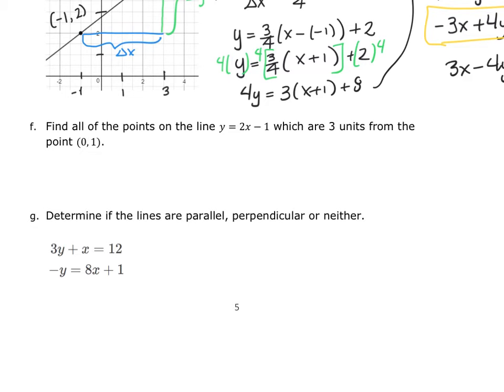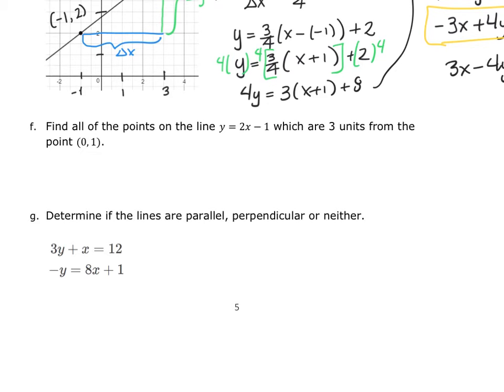But let's go down here and determine whether or not these lines are parallel, perpendicular, or neither. If I was trying to determine that, then I would either put this in standard form and do a comparison on the coefficients, or I would write it in slope-intercept form.